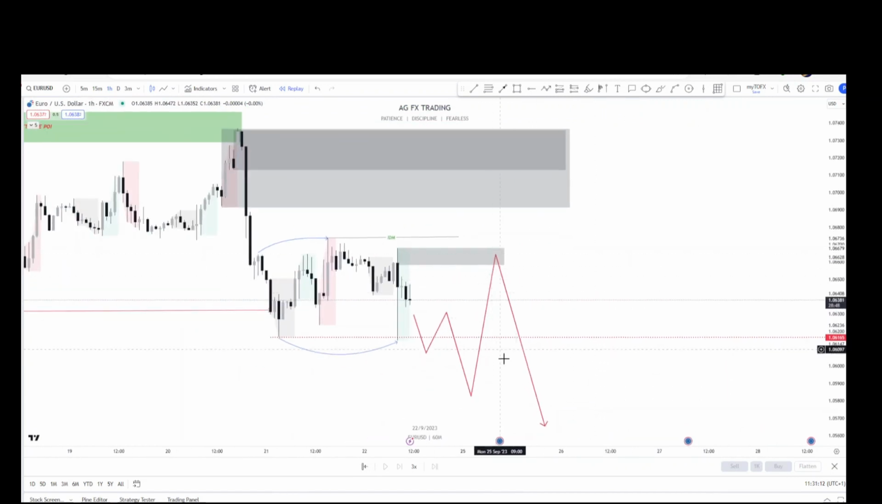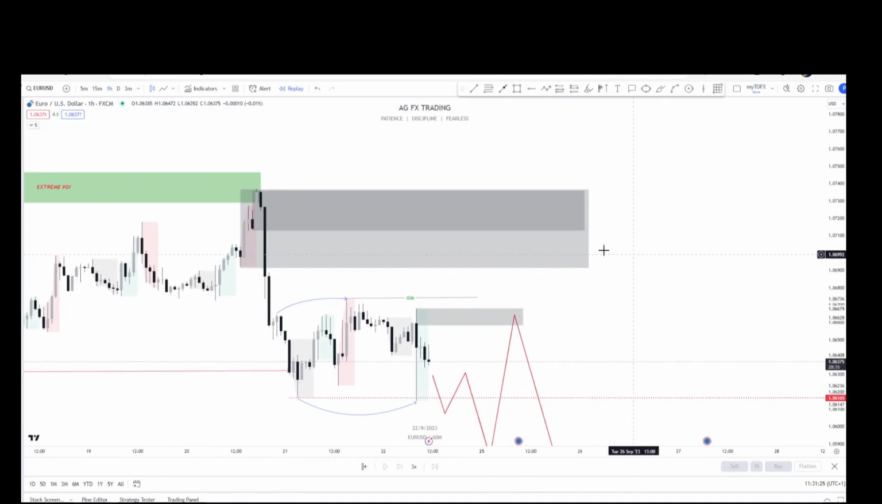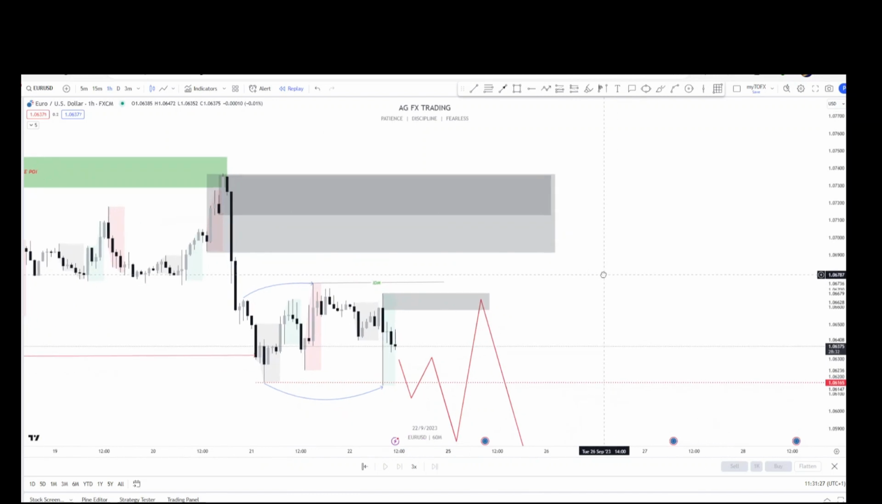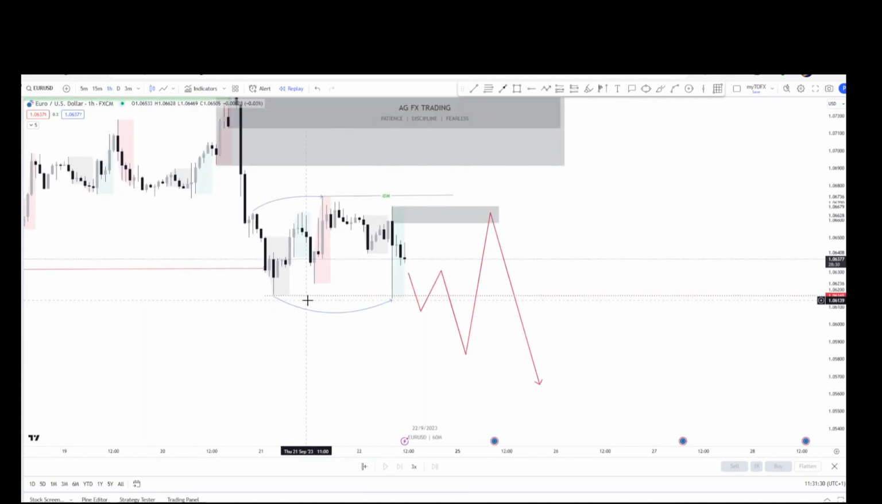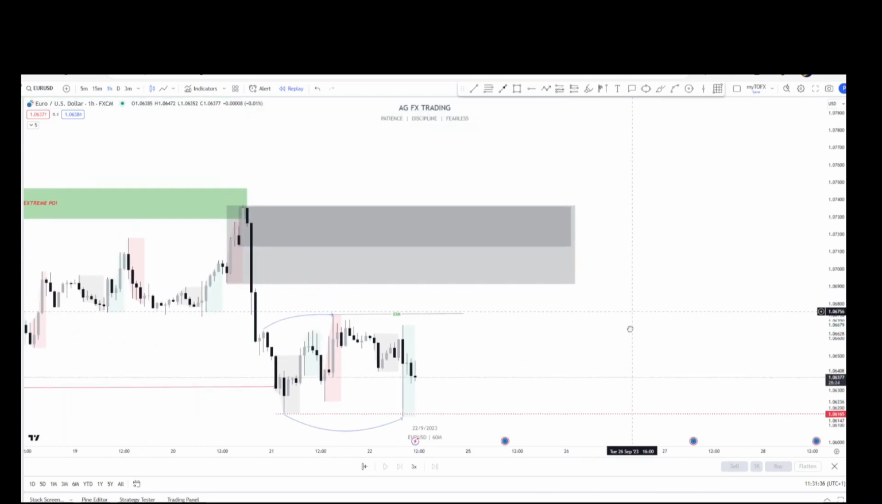We see a sell-off, close below here, create inducement, then continue the sell, or we see a retracement to the upside to target this order flow or the extreme OB, and we continue to sell to take out this low here. So those are the two scenarios I'm looking at this point.